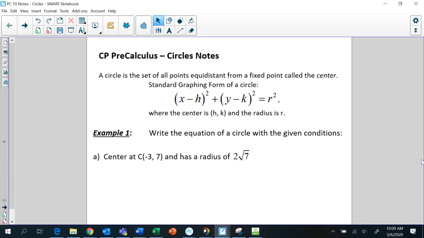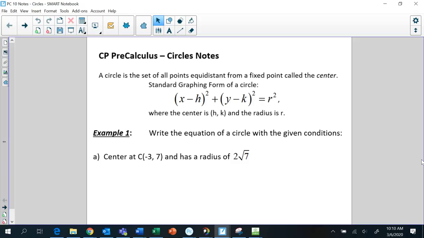All right. So this I wrote on the board the one day that we did the Desmos thing. This is the equation, the standard graphing form of a circle. This is the equation that we're going to use. H and K is the center of the circle. The center is not actually part of the circle. It just helps you locate all the points on the circle. And R is the radius.